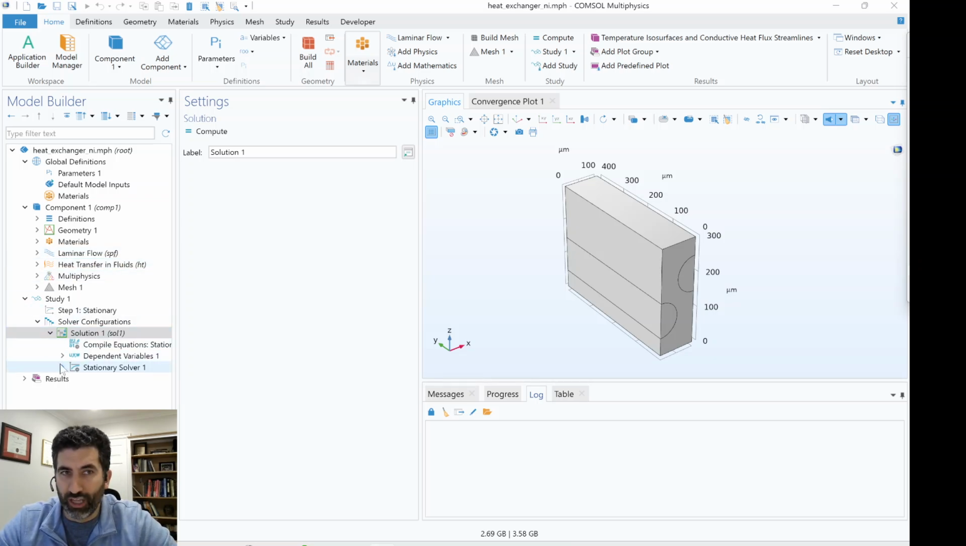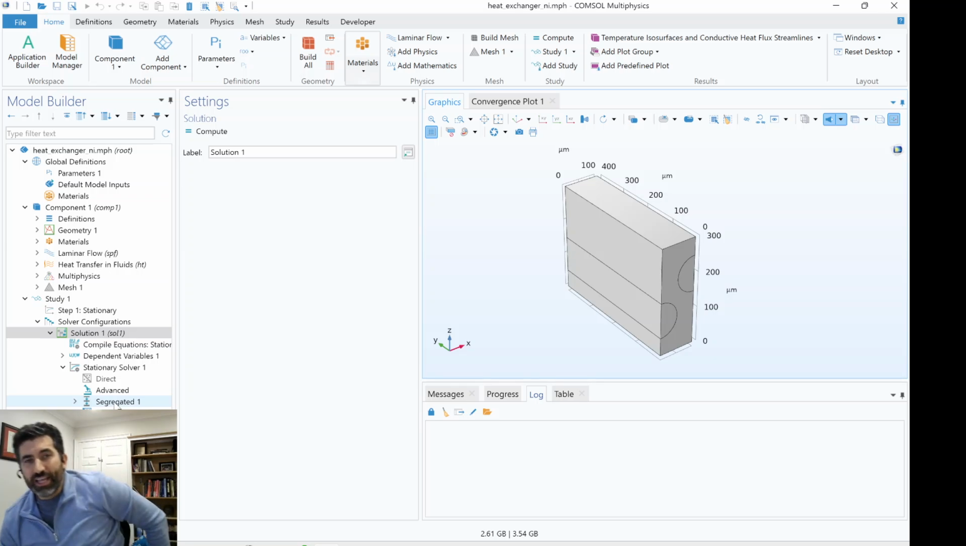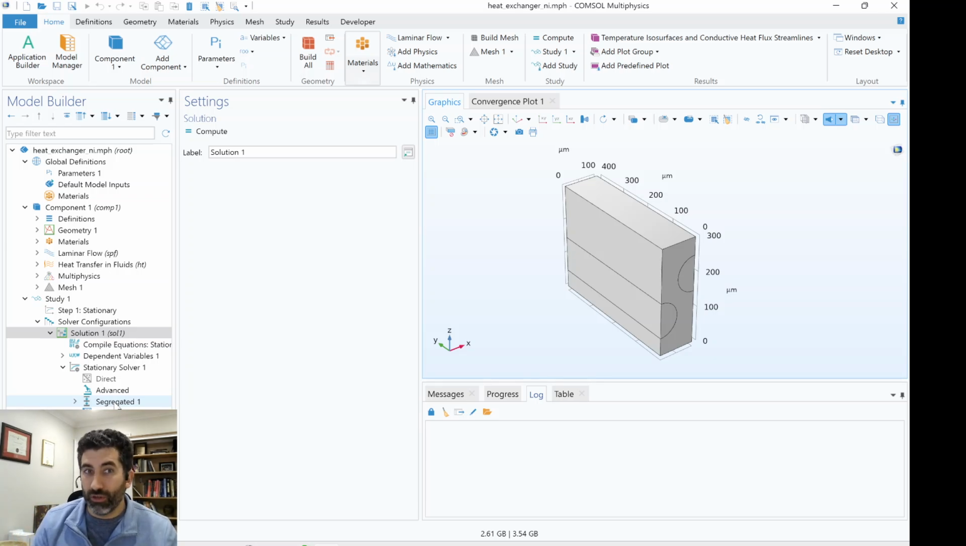You may not have realized, but if you dig into the study, the solution, and the solver, you're going to see something different from pretty much every other tutorial that we've looked at so far, and that is the use of this segregated solver. The idea is that if your physics are decoupled or decoupleable, then you can solve for one set of physics and then another and iterate back and forth until you arrive at the solution. And the advantages to this are a few.